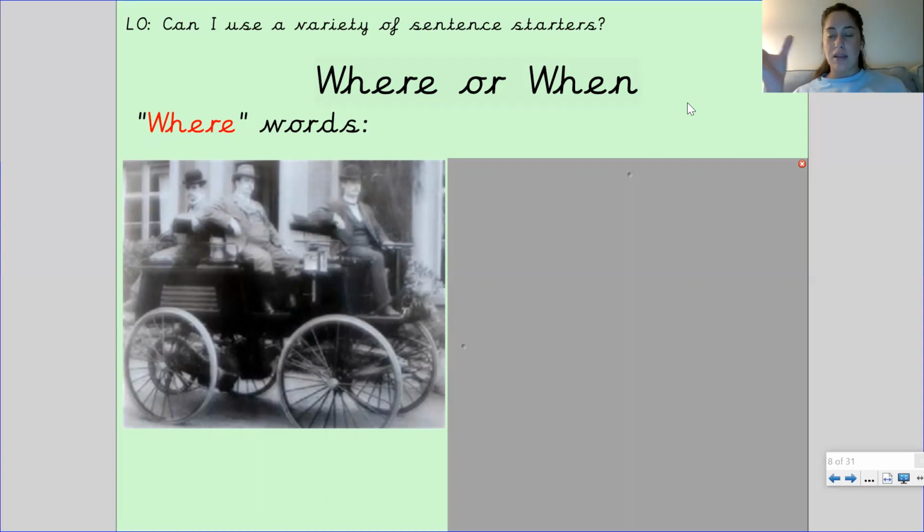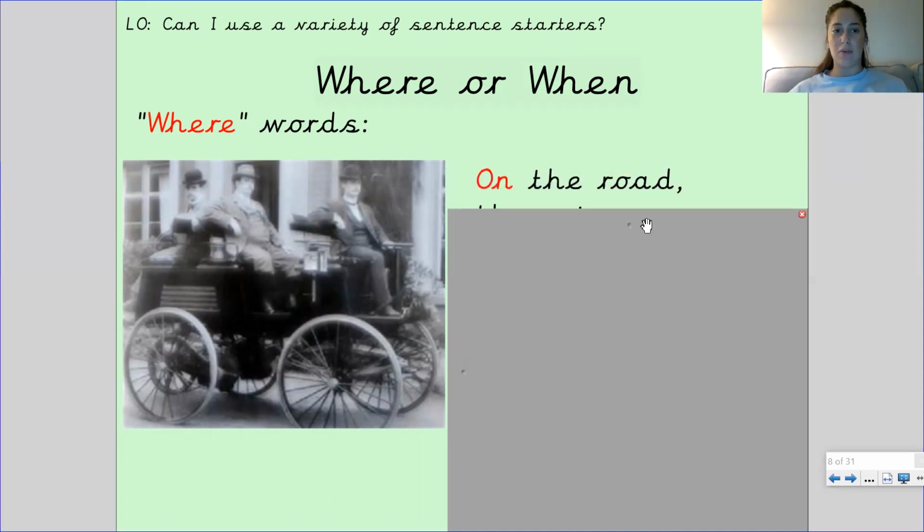Now, if you're starting a sentence with an adverb or with a word that tells us where or when something is happening, what do we call that? Well, when the adverb is at the front of a sentence, it is called a fronted adverbial. Well done to those of you who remembered.